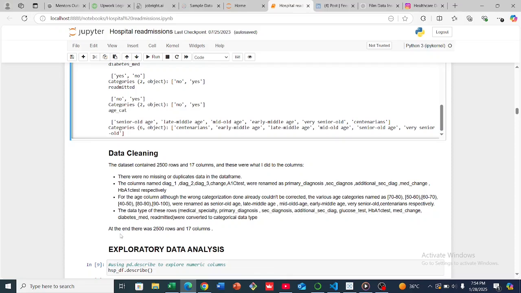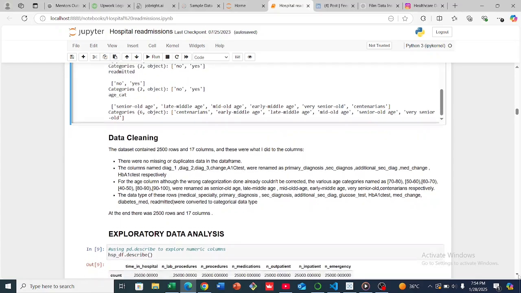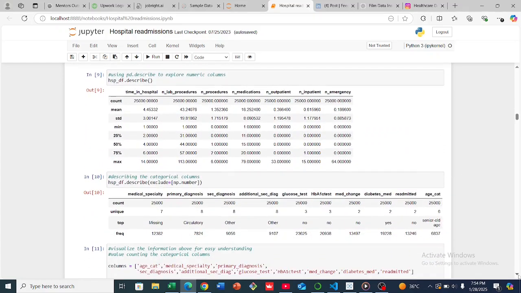And after you've cleaned your data, the next thing you go ahead to do is exploratory data analysis, which is commonly known as EDA. So for our EDA, the first thing I did was to describe our data set. I wanted to see what our data set is about. To do that easily, you can use the .describe method. So I used the .describe method to explore the numeric columns of this data frame.